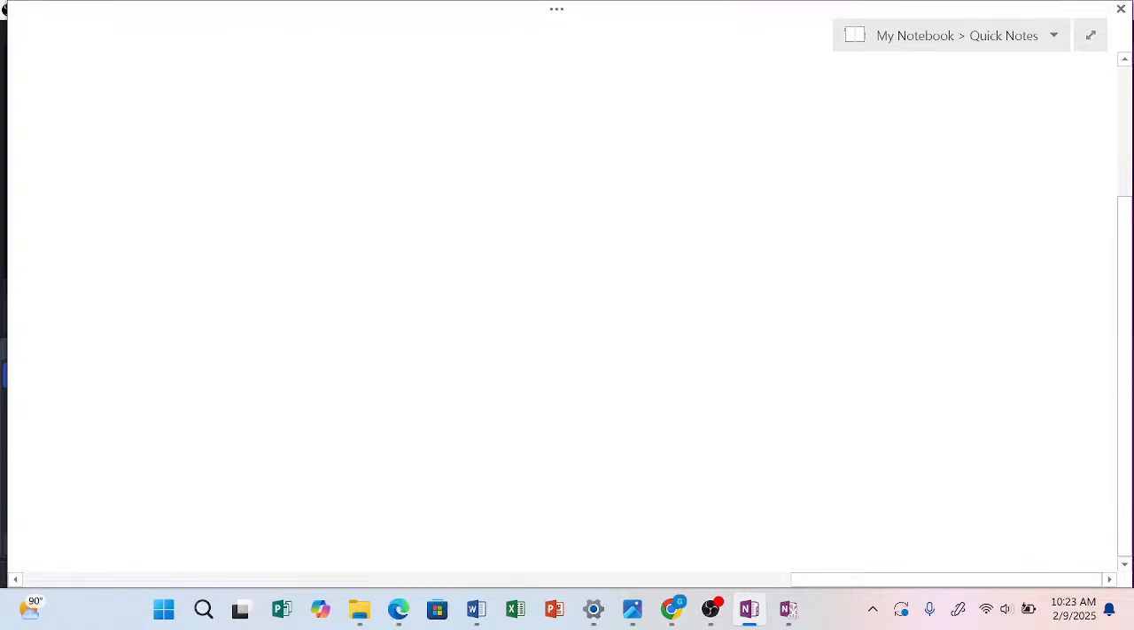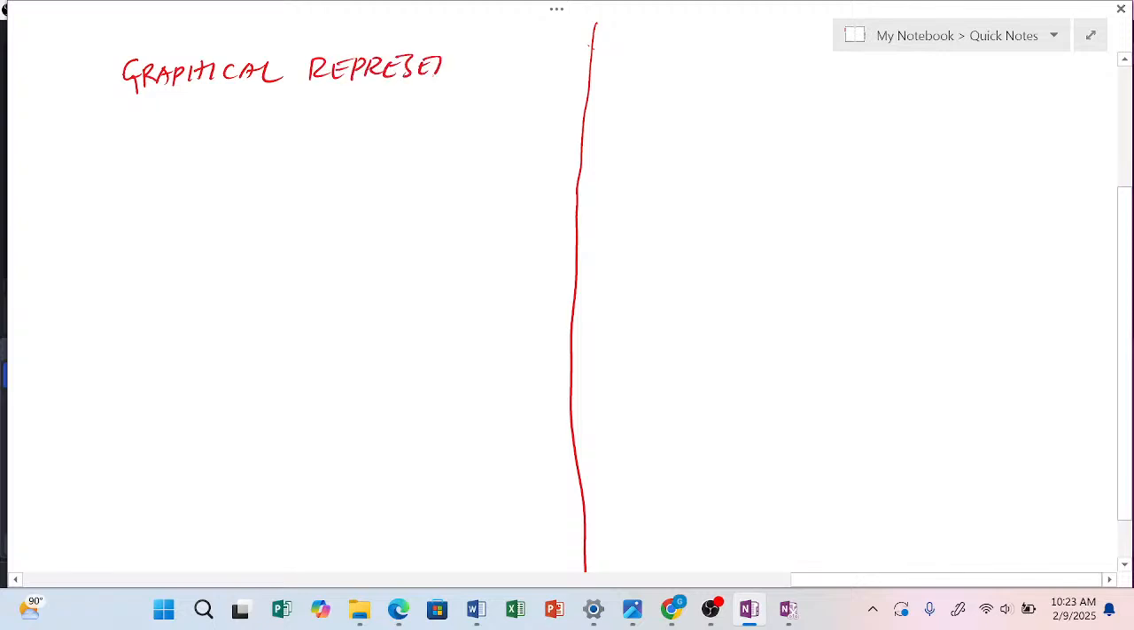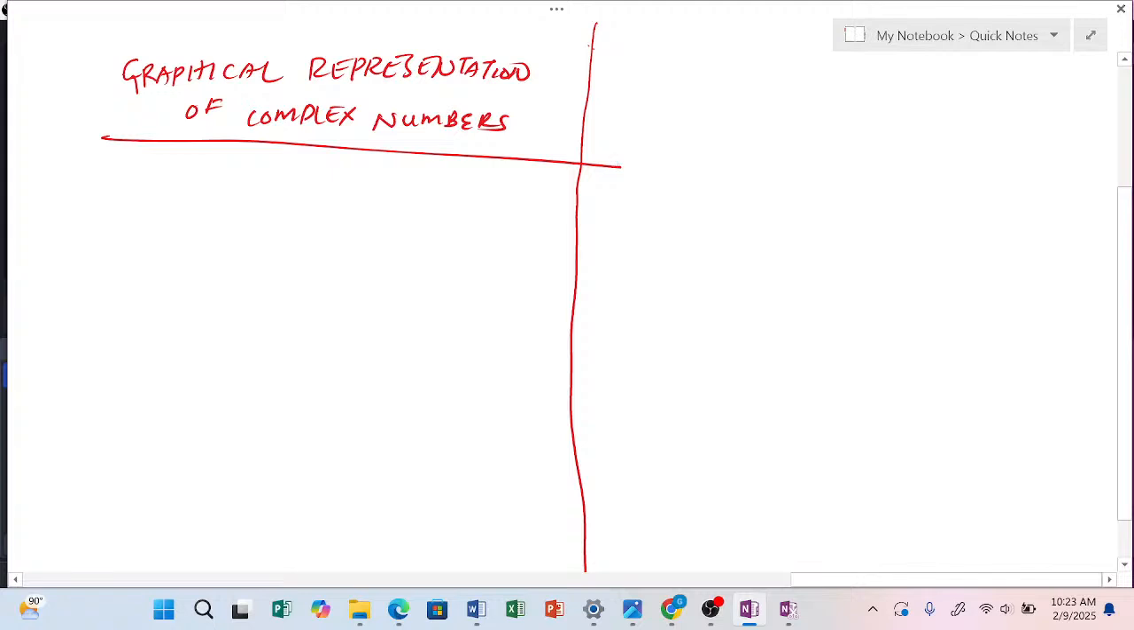So the graphical representation of complex numbers, which is mostly called the Argand diagram.